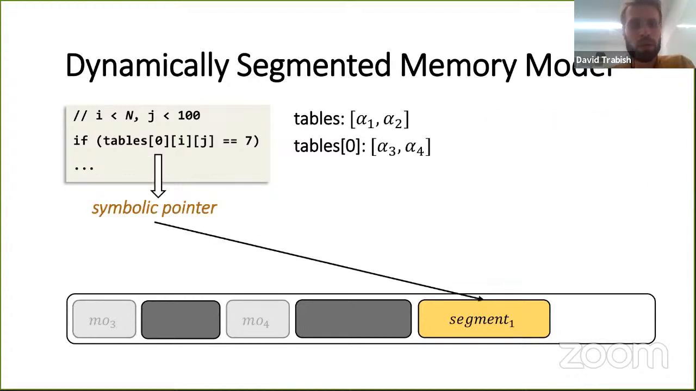Now when we resolve our symbolic pointer again, it indeed points only to our new segment, so we can avoid the forking. But notice that in this case, it contains only MO3 and MO4 without MO5 and MO6, as was the case in the original segmented model.